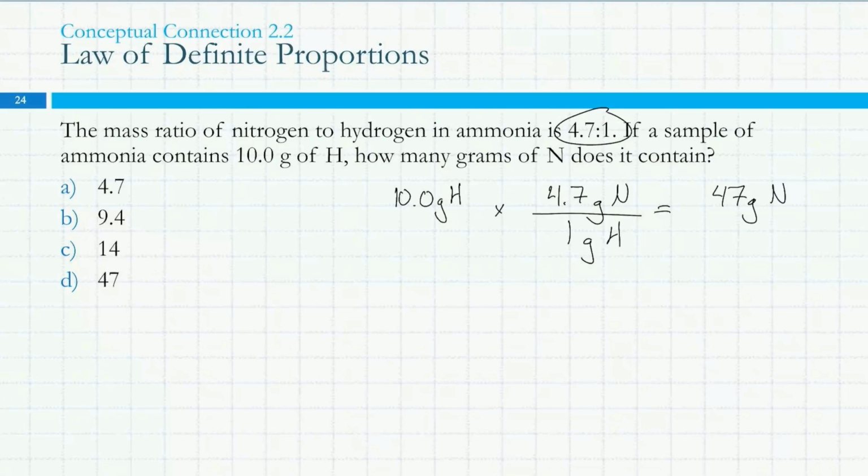47 grams of nitrogen. So you can use mass ratios of a compound to figure out how much of different elements are in there.